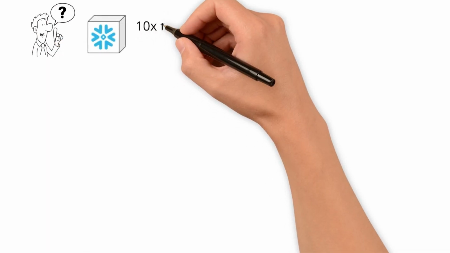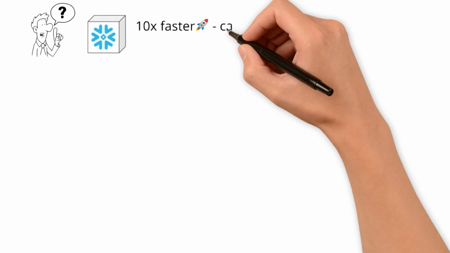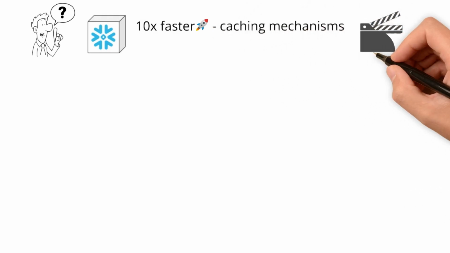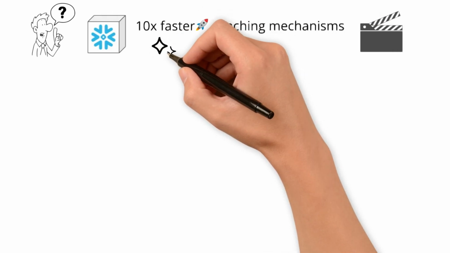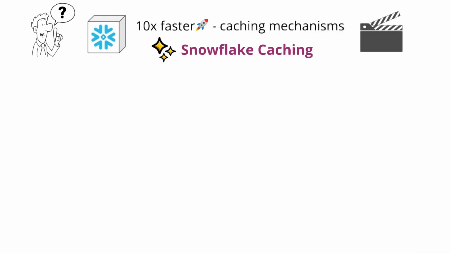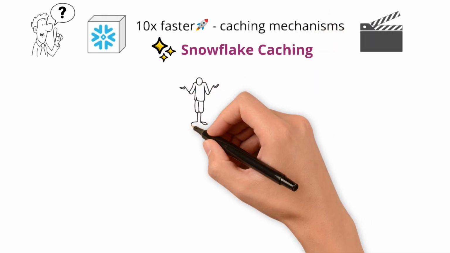Did you know Snowflake can make your queries run up to 10x faster just by using its caching mechanisms? But how does it work behind the scenes? In this video, let's understand Snowflake's different levels of caching. But before that, what does caching mean?